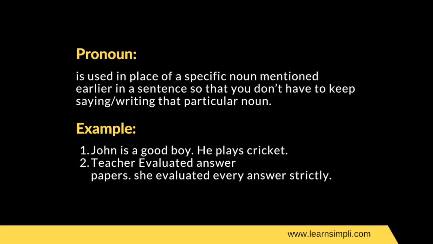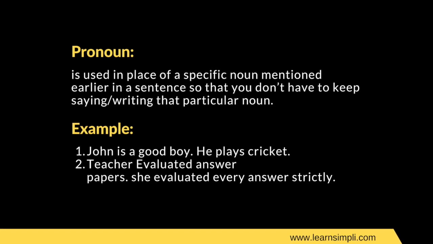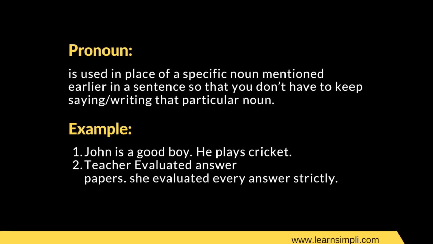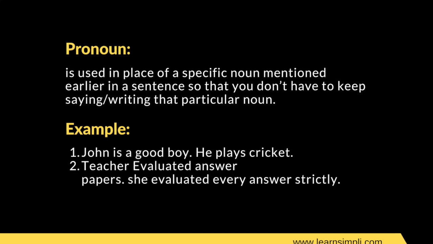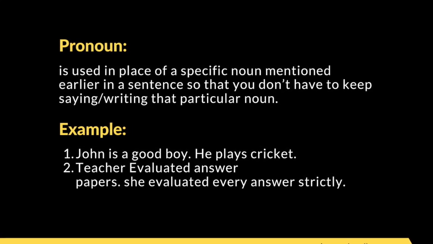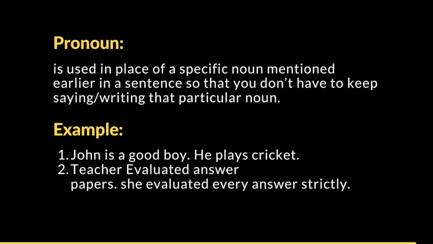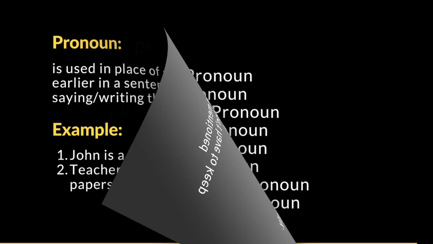A pronoun is used in place of a specific noun mentioned earlier in a sentence, so that you don't have to keep saying or writing that particular noun. Example: John is a good boy. He plays cricket. Teacher evaluated answer papers. She evaluated every answer strictly.